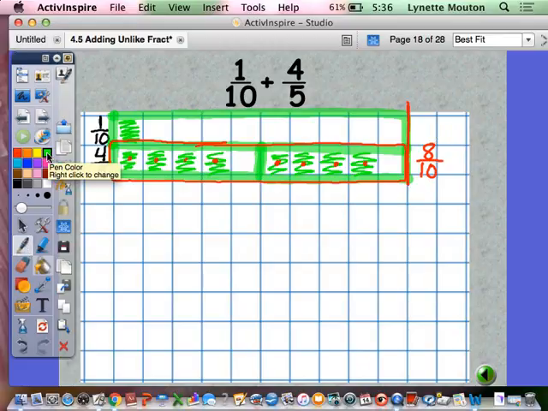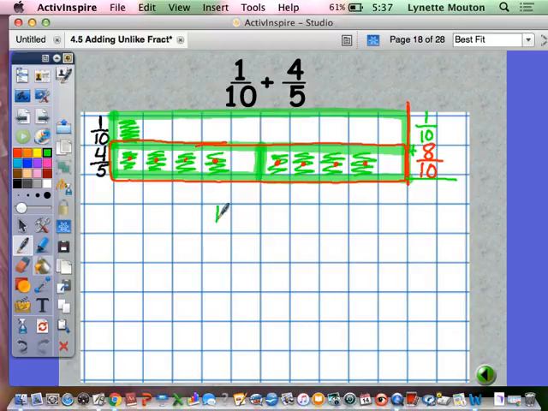The first fraction did not change. It's still 1/10 because there are 10 equal parts and one of them is shaded. So now we have 1/10 plus 8/10.